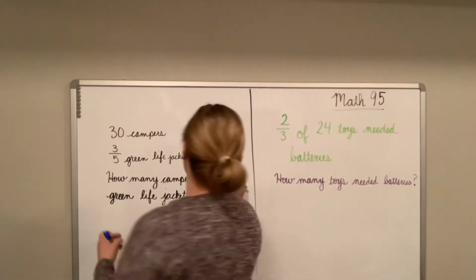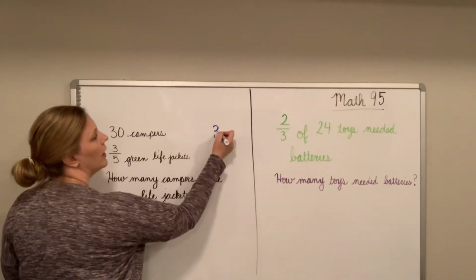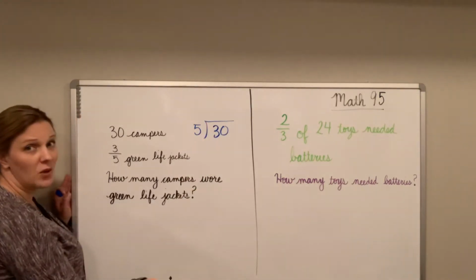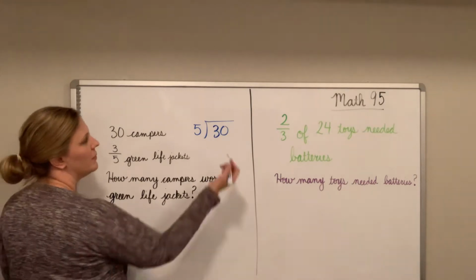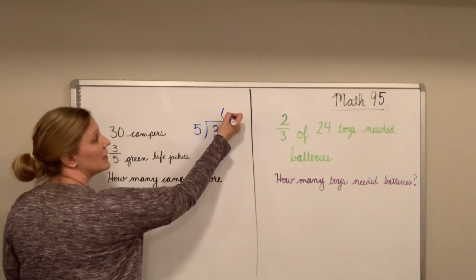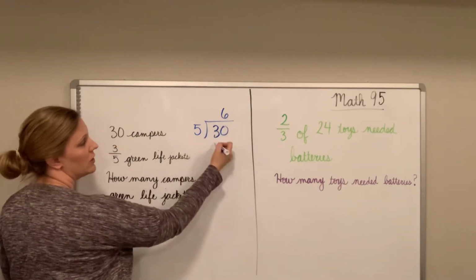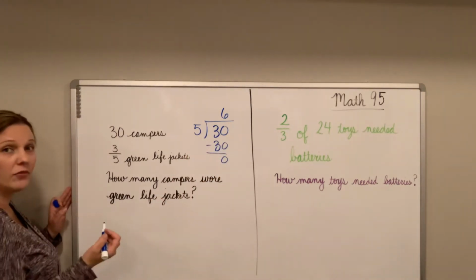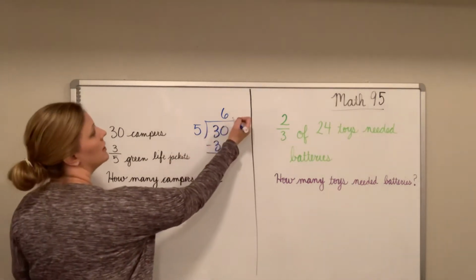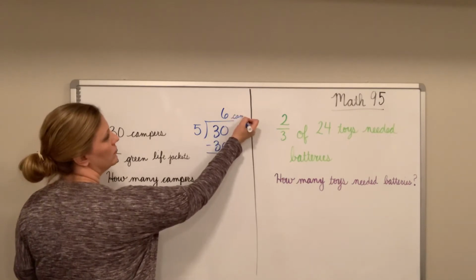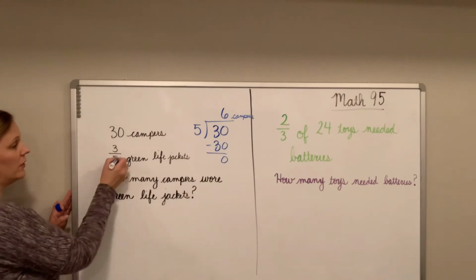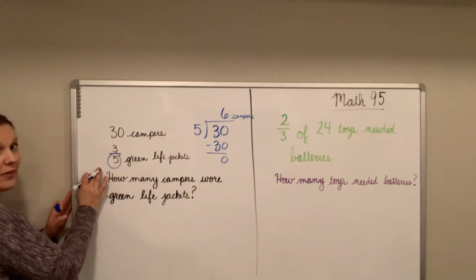So you know 30 divided by 5, because you know those multiplication facts so well, you probably already know that 5 times 6 is 30, right? 6 times 5 is 30. So we have 5 groups of 6 campers, and I know that because it said 3/5 wore life jackets, so this is where I got that 5, okay?